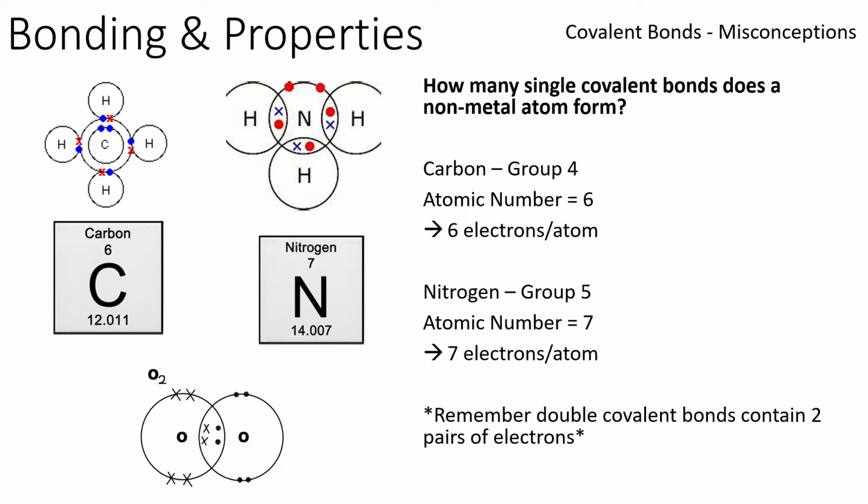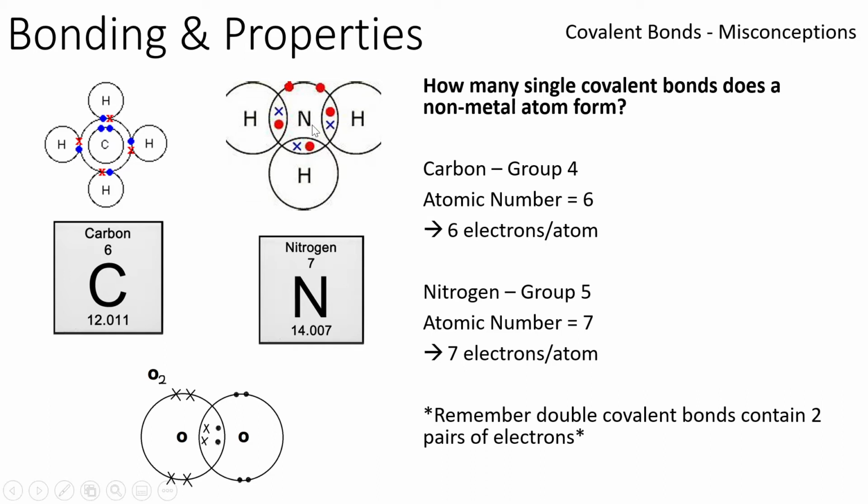And that's this question at the top: how many single covalent bonds does a non-metal atom form? Now, you've got two covalently bonded compounds on this slide. You've got ammonia, NH3, and you've got methane, CH4. Now, we need to think about these in terms of this question: how many single covalent bonds does a non-metal atom form?